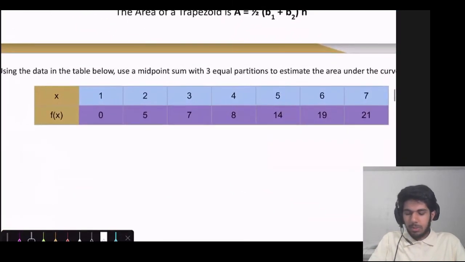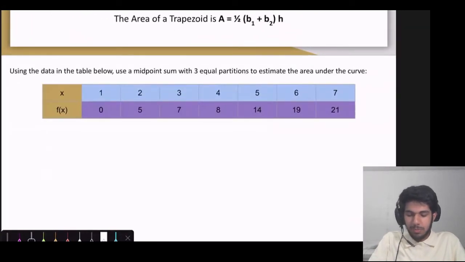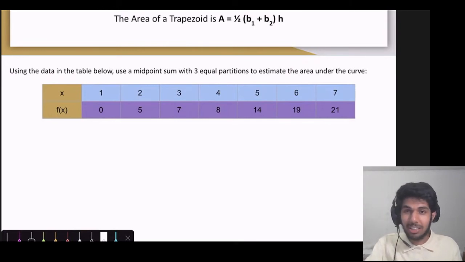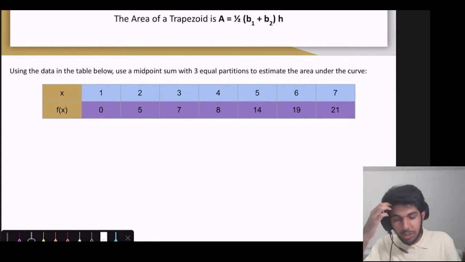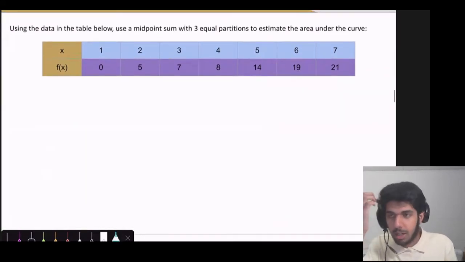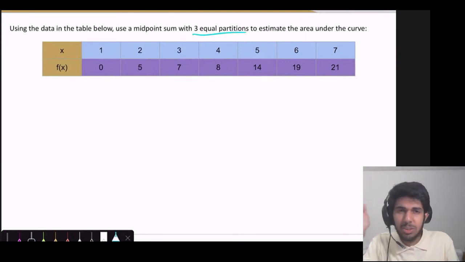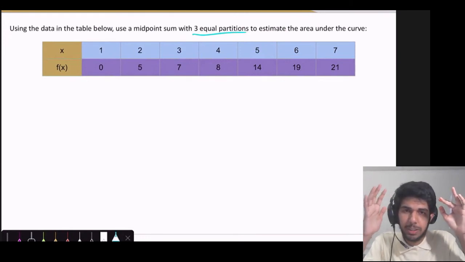Okay, so using the data in the table below, use a midpoint sum with 3 equal partitions to estimate the area under the curve. So it's very common that we're not given a graph and we're just given a table to do this. So we sort of have to work with the table and figure out what's going on. We could draw a graph if you really wanted to, but in fact it's probably better not to, just to get into practice. So we want 3 equal partitions. We're going from x equals 1 to x equals 7. So we need to partition this into 3 equal groupings.